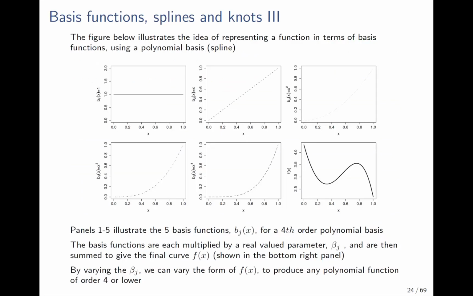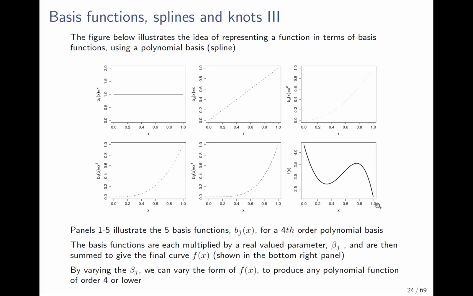Just to give you a visual illustration, the figure below illustrates the idea of representing a function in terms of basis functions using, in this case, a polynomial basis. It's actually of degree 4. The bases are shown in these panels here, 1, 2, 3, 4, and 5. So the first basis is just a constant, 1. That's the intercept. The second basis is linear in x, that's a line. The third basis is quadratic in x, it gives us this line. The fourth basis is cubic in x, it gives us this line. And the fifth basis is quartic in x, and it gives us this line.